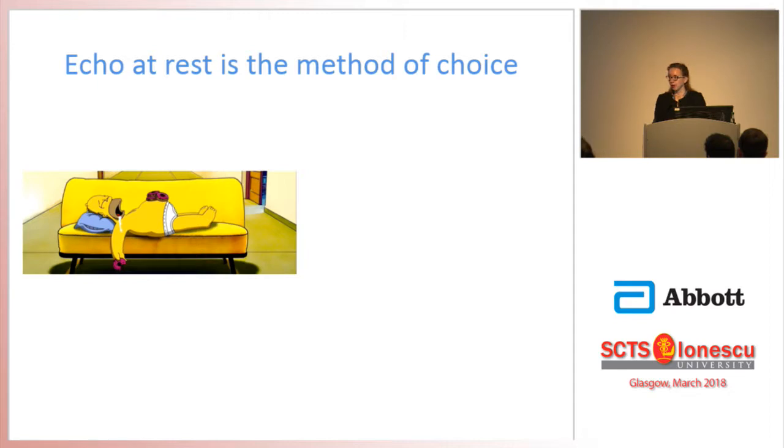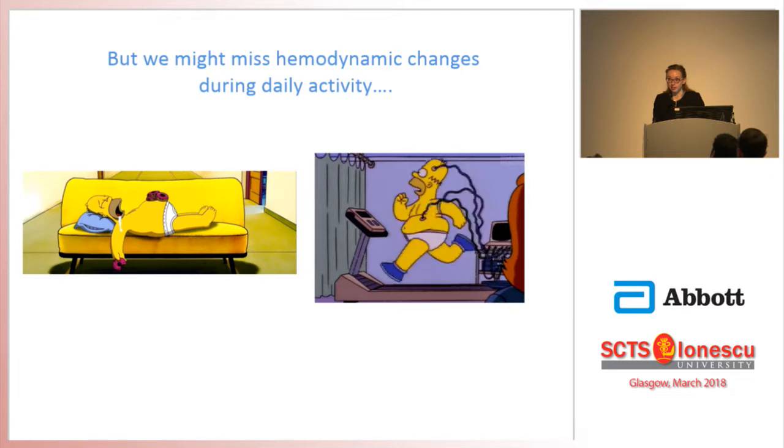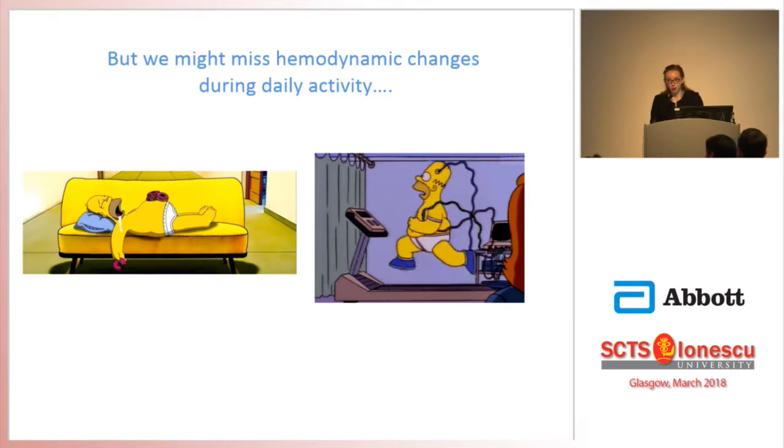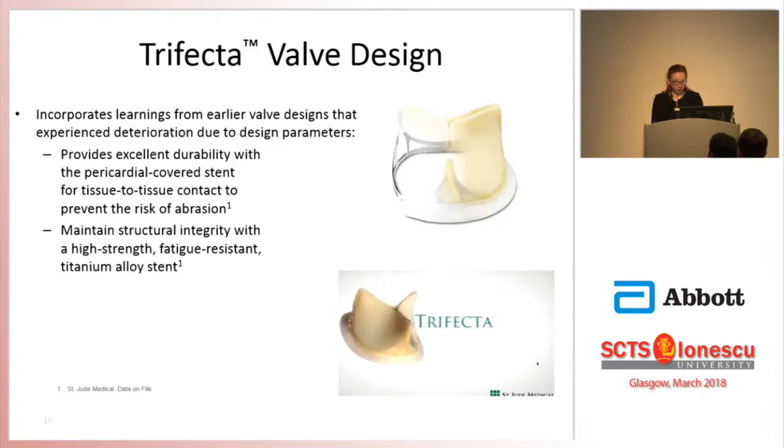The gold standard of the evaluation of prostheses is echocardiography at rest, but as Professor Henke told you, it doesn't reflect the hemodynamic changes during daily activity, which corresponds to mild to moderate exercise, with increase and decrease in transvalvular pressure gradient and effective orifice area. So we decided to evaluate such patients by exercise echocardiography.